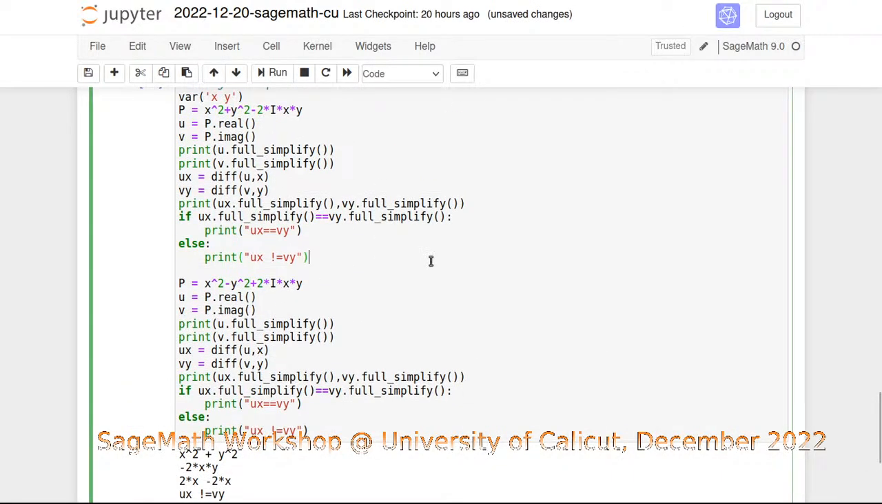So that's it. Checking analyticity using CR equations. So I have updated the Google document.